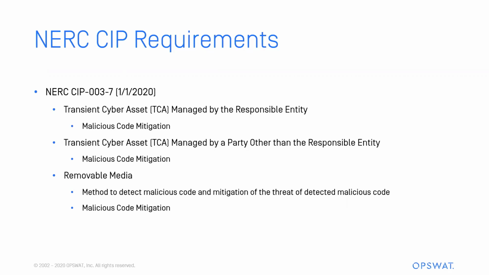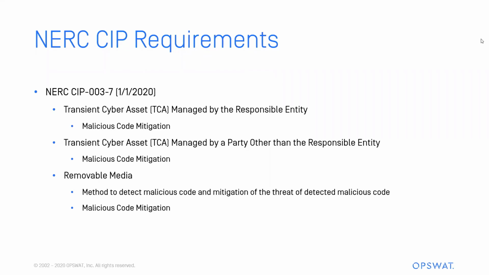And again, just to go through the requirements: for transient cyber assets managed by those of you that have these compliance obligations for low impact BES cyber systems, you have to have a malicious code mitigation program or steps, some methodology for malicious code mitigation. For transient cyber assets managed by a party other than you, the responsible entity, such as your vendors and contractors, again, you have to have a malicious code mitigation program. And for removable media, you have to have a method to detect malicious code and mitigate the threat detected, and also a malicious code mitigation methodology.